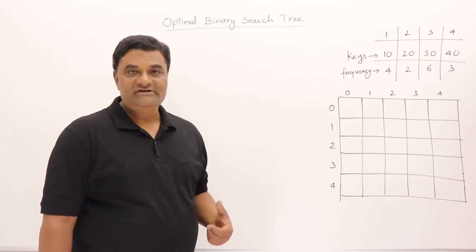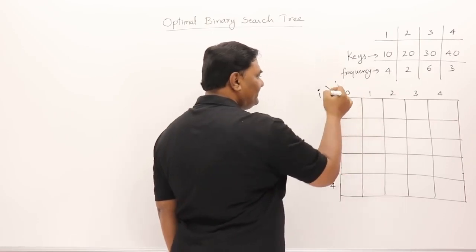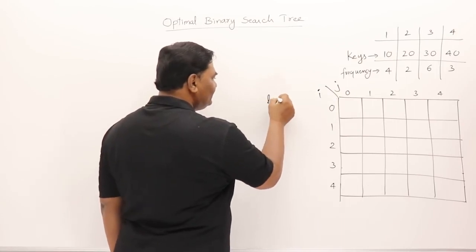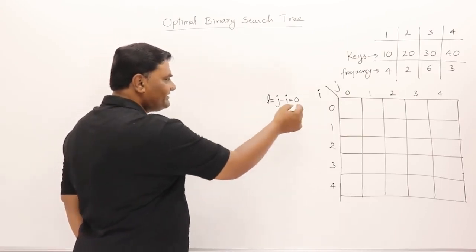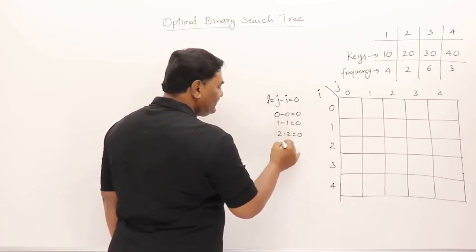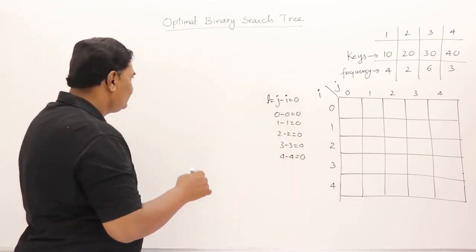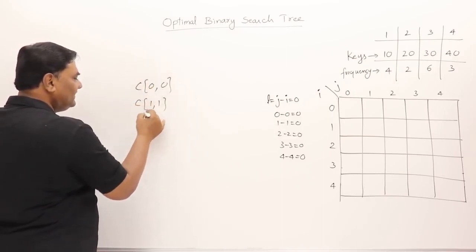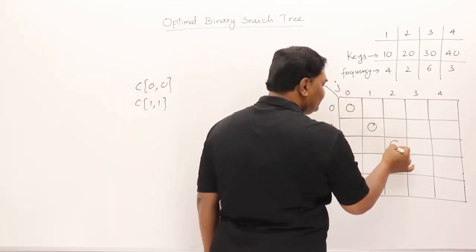Let us see how to solve this problem. Let us call these rows I and columns J. Now first of all, we will find out those values for which J minus I is equal to 0. So for which values will J minus I be 0? 0 minus 0 is 0. 1 minus 1 is also 0. 2 minus 2, 3 minus 3, 4 minus 4, all these are 0. So it means I'll find out the cost of 0,0 and 1,1 and all these. So it means I'll fill up the diagonal. And for the diagonal, I'll first fill it up with all zeros.